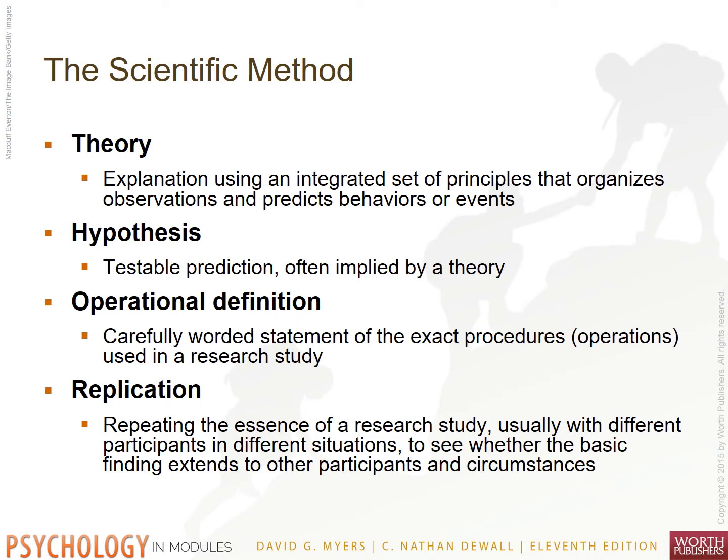An operational definition is a statement of the exact procedures or operations used in a research study. So if I'm measuring attachment style, because I'm testing this idea about secure attachment styles having better relationships later in life, I need an operational definition of attachment. Operational definition basically is how do you measure something? These are the steps to measure a particular construct or a particular idea.